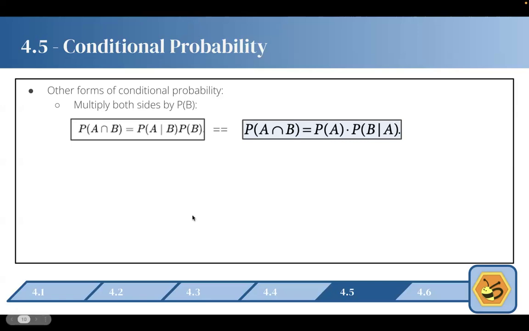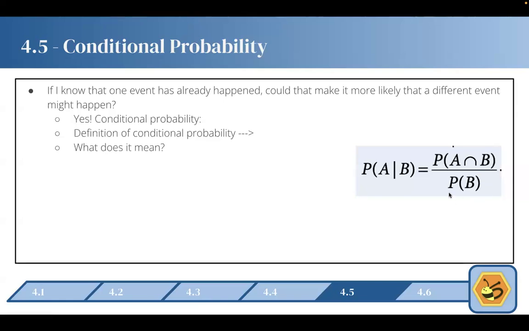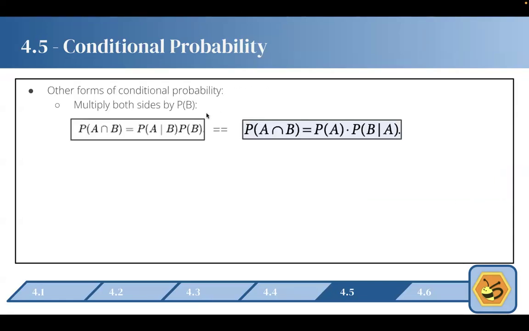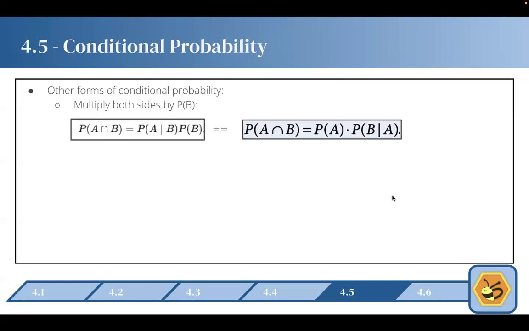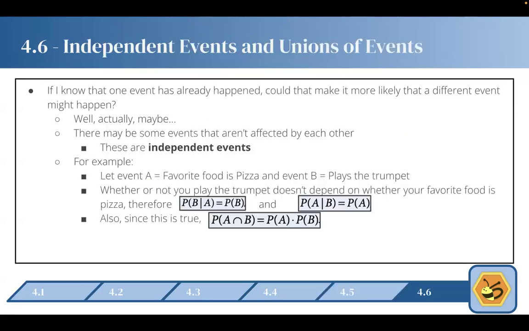Great. So exactly, if this one's given, then we can derive the other ones by this, right? So if we ever need to see if something is conditional, we can use these formulas. All right, so independence is now the fun part. If I know that one event has already happened, you may be saying, well, this seems familiar. Could that make it more likely that a different event might actually happen?